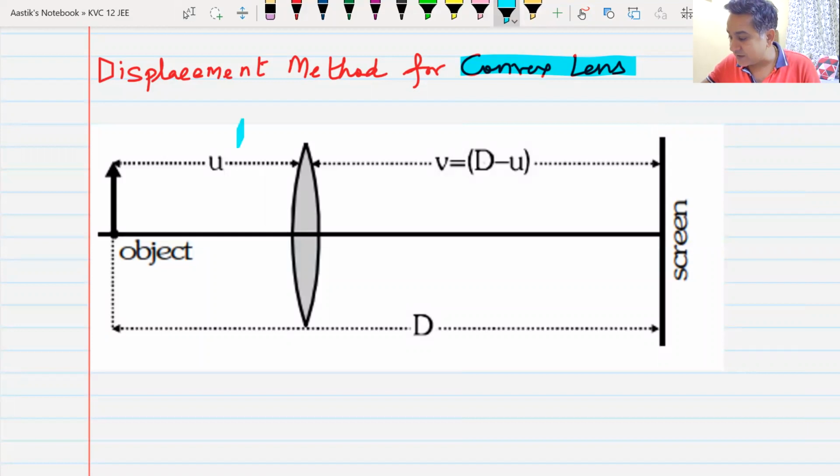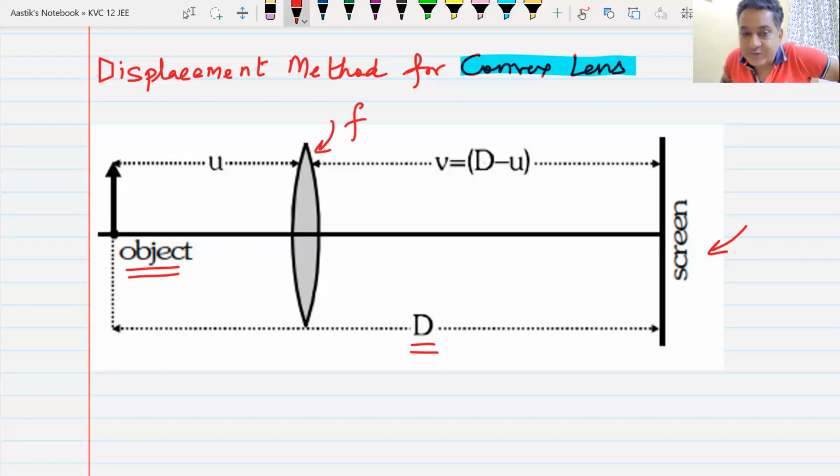and the distance of the object is, let us say, u from the lens. Basically, how they frame the question is, they will say that there is an object and there is a screen. As soon as you see this question, that means this is a question of displacement method. You have an object and a screen, and the distance between the object and the screen is given as d, and then you are given a convex lens, a converging lens, whose focal length is f.